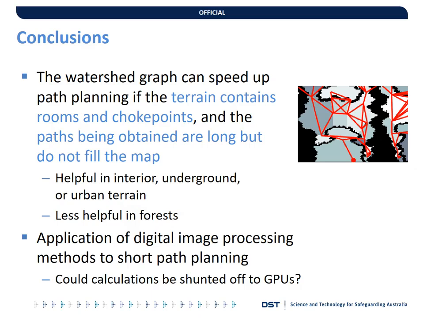Overall, I concluded that the watershed graph can speed up path planning if the terrain contains rooms and choke points, and the paths being obtained are long but do not fill the map. Hence, watershed graphs could be helpful in interior, underground, or urban terrain, but would be less helpful in forests.